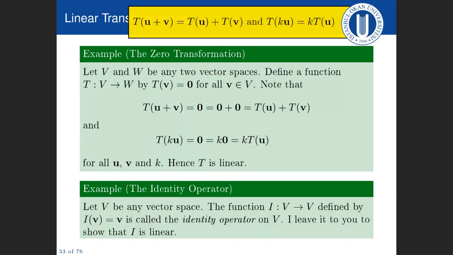Another example is the identity operator. Let me remind you, operator means our two vector spaces are the same. We map from V to the same vector space, V. So let V be any vector space. The operator I from V to V defined by I of V is equal to V is called the identity operator on V. I'm going to leave it for you to prove that I satisfies the two equations, the two rules in the yellow box at the top. So in other words, I'm leaving it for you to prove that this function I is linear.